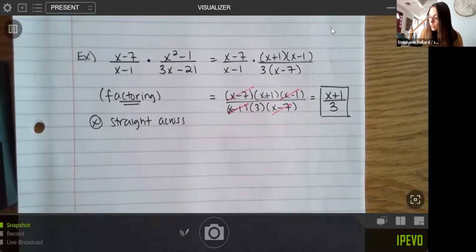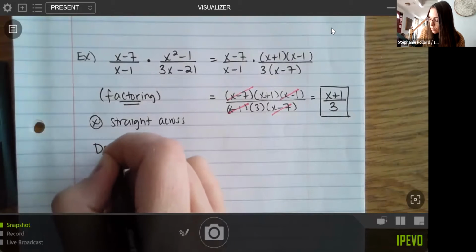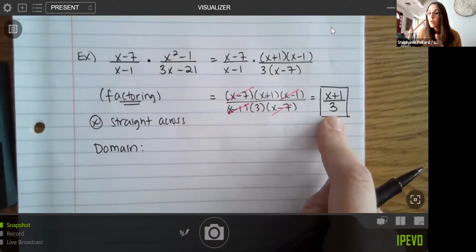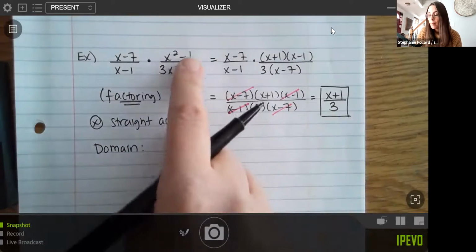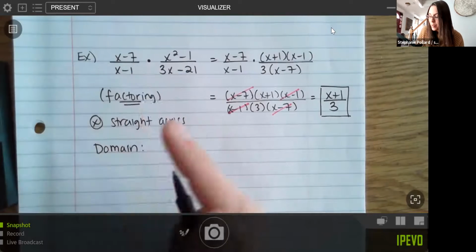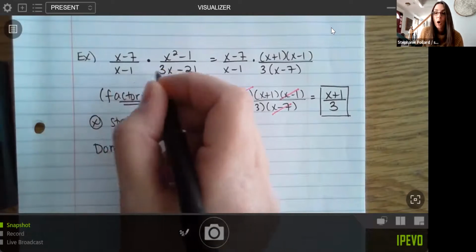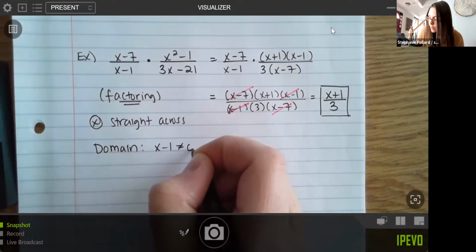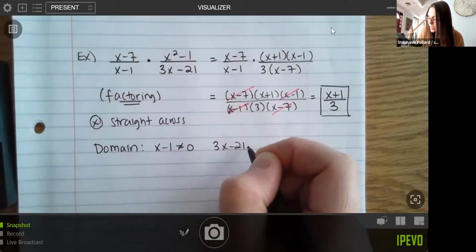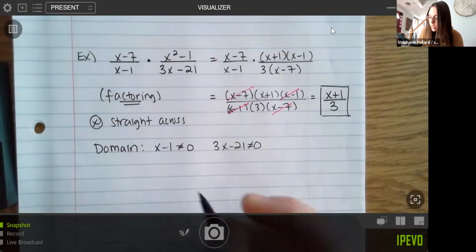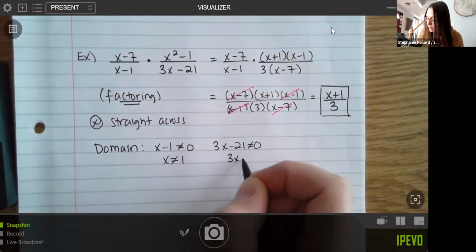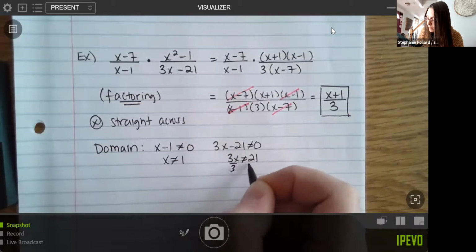Okay. Now, when you're doing domain, though, again, you do have to be careful. Now I know at the end, I only have a 3 in the denominator, so I don't have to worry about the denominator being 0 here, but that wasn't my original problem. My original problem did have 2 denominators, right? So I do need to make sure that these original denominators are also not 0. So I need to make sure that x minus 1 is not equal to 0 and 3x minus 21 is not equal to 0. So here you're just adding 1 to both sides. Here we can add 21 and then divide by 3.